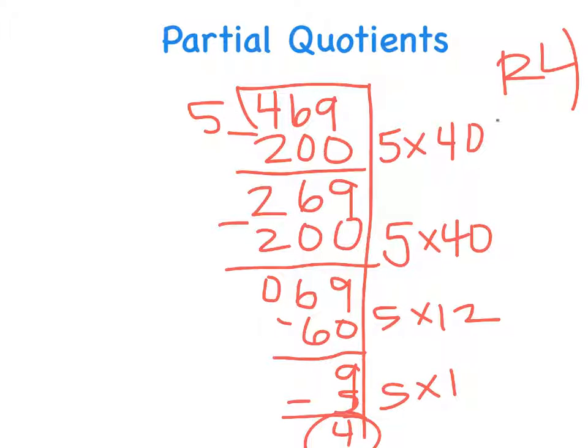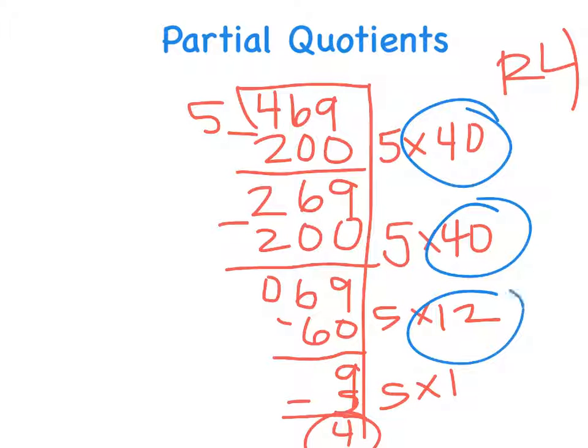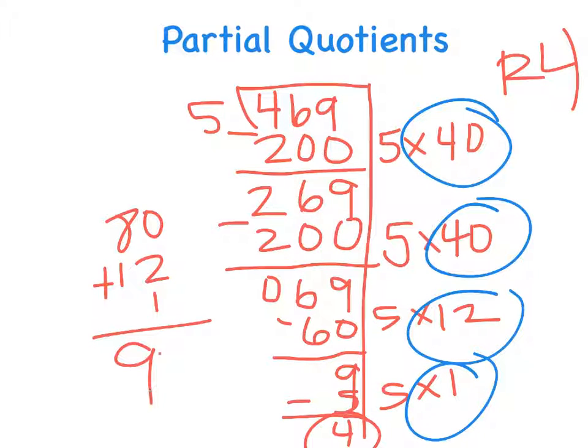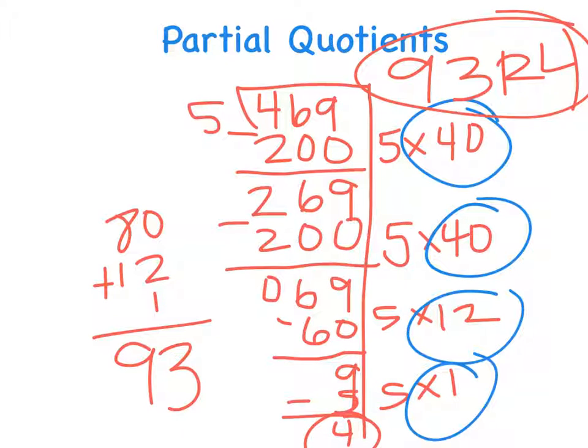The next thing I'm going to do is circle all the numbers that I multiplied 5 by and add them up. 40 plus 40 is 80, plus 12 plus 1 is 93. So this means that I made 93 groups of 5 and had 4 left over. So my final answer would be 93, remainder 4.